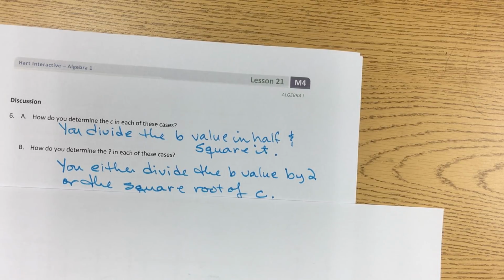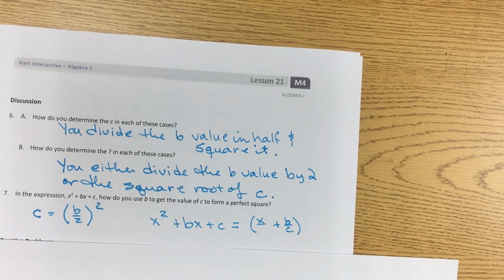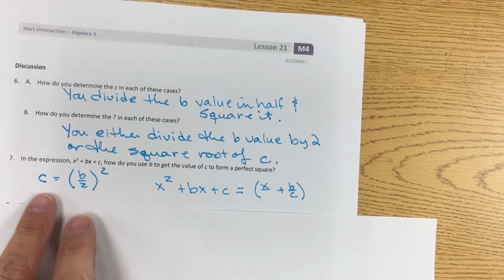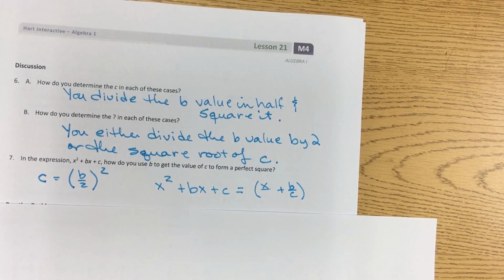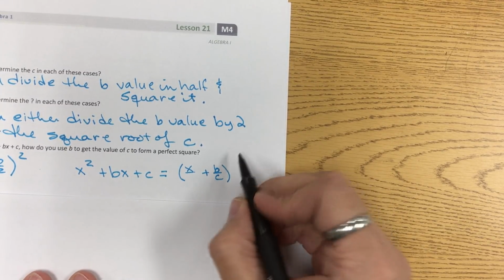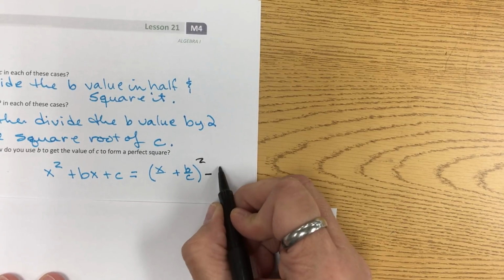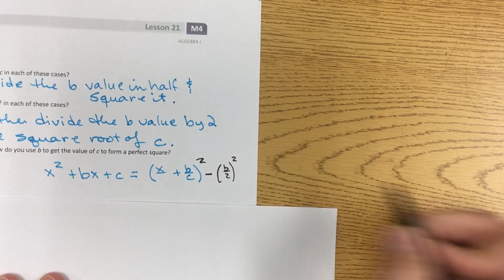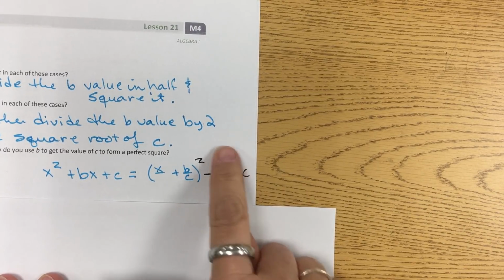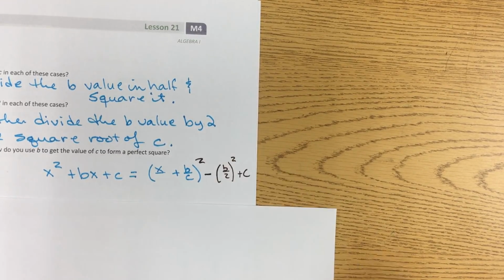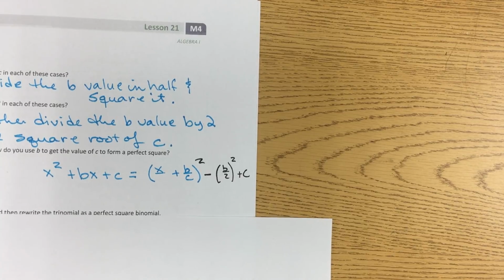Now, number 7 is asking you this, and I did not finish this. C is found by taking half of the b value and squaring it. Now, when I went to write this part over here, I apologize because I started doing this. Remember that b over 2 squared is the same thing as the c value. If you notice, these two cancel themselves out. So then you're left with just this. And we'll talk more about that in just a moment.